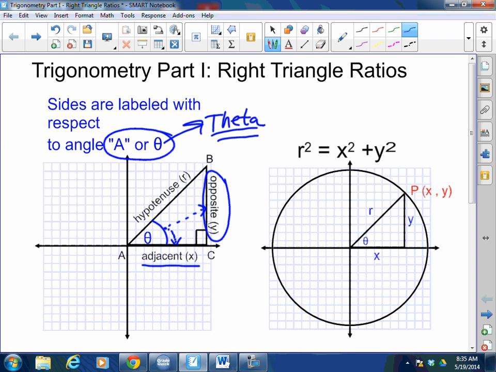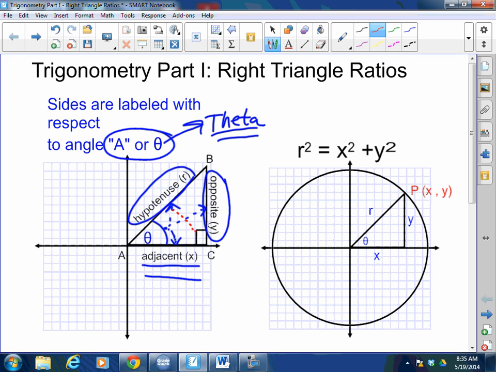Adjacent means next to. Now, almost every one of my students in the past have said, whoa, Mr. Morrow, but there's two sides that are adjacent. You have the one that you called adjacent, but you have this guy too. Okay, this guy here, you're right. It is adjacent, but it is never called the adjacent. Why? Because it is called the hypotenuse.